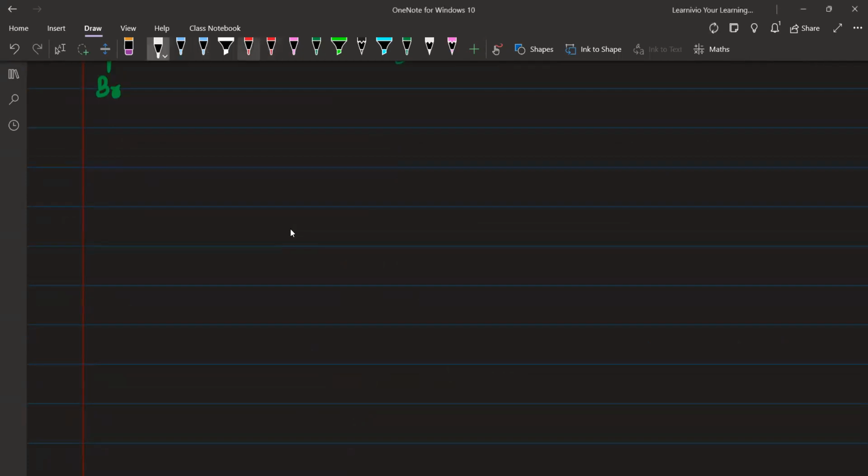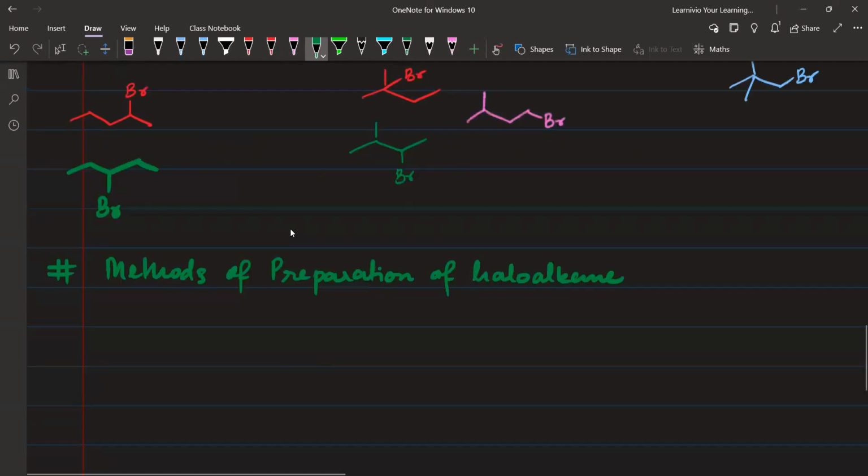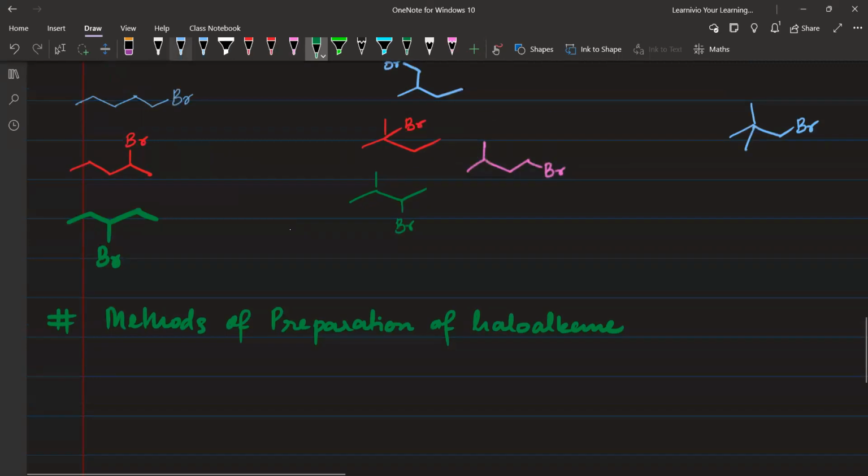Now write the heading. MOP of haloalkanes. Method of preparation of haloalkanes. Right. Methods of preparation of haloalkane. So by the way, there are two names that you need to remember for the 5-1. Write one name, you forgot to write it.